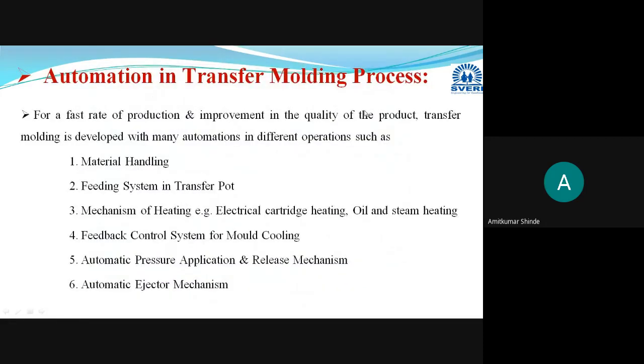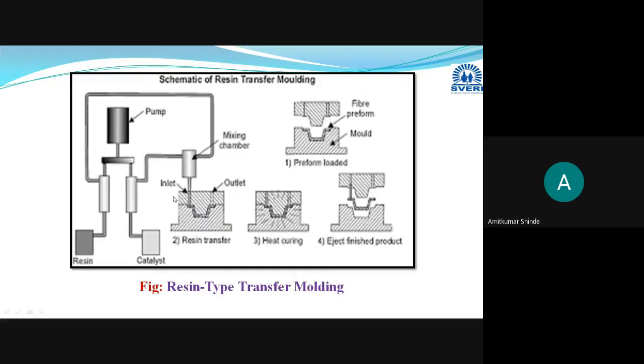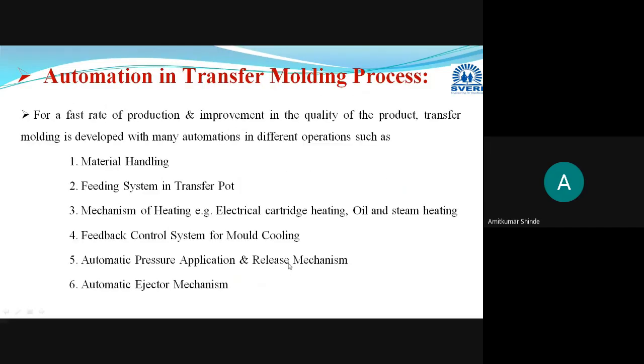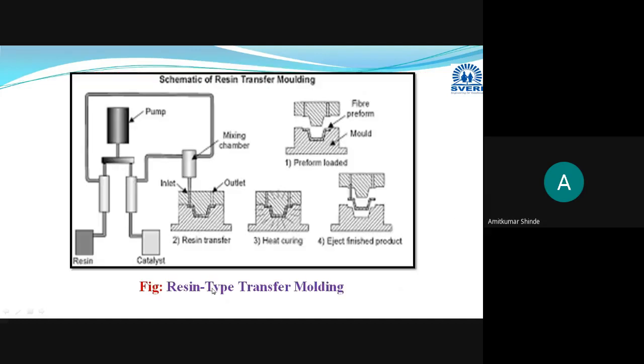Then automation in transfer molding process. And resin transfer molding process is the example in which we have used automation in the feeding system and heating, and in the ejection mechanism. So in this way we have completed this transfer molding process. Then the mold used in transfer molding, design of the mold used in the transfer molding process. Then its classification, pot type, plunger type, then top plunger and bottom plunger transfer molding process, and the automation in the transfer molding process. So this part is completed here.